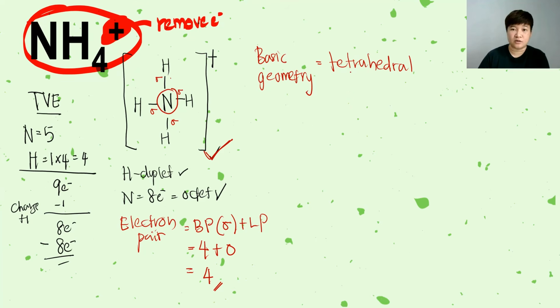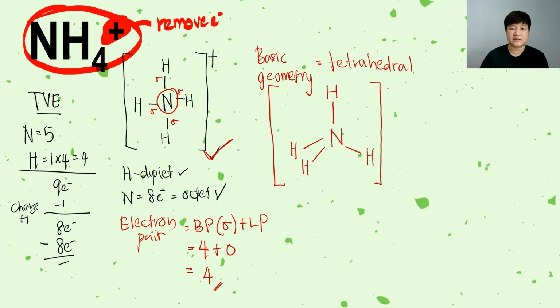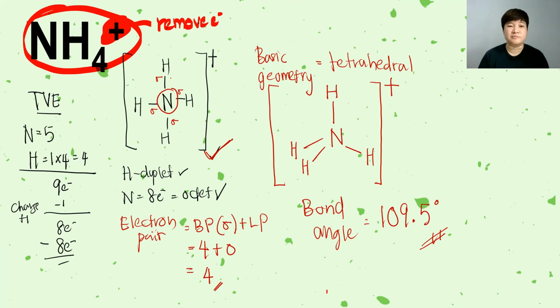And how should a tetrahedral look like? Your tetrahedral is your chicken leg, if you remember. So how should your chicken leg look like? Your nitrogen, 1 at the top, 3 at the bottom, open. So that's how your chicken leg should look like. That is your NH4+, don't forget the charge. Okay, be very careful when it's a charge. Make sure you put the bracket and the charge. And that is how your basic geometry tetrahedral looks like. And if you remember as well, the bond angle for the tetrahedral will be 109.5 degrees. Makes sense? Alright, simple.